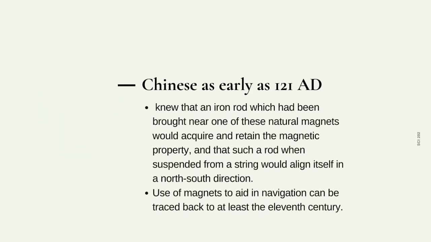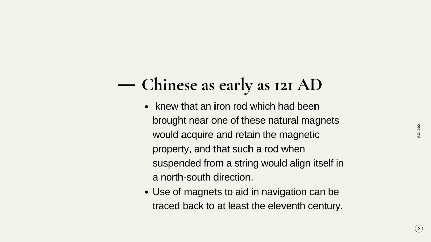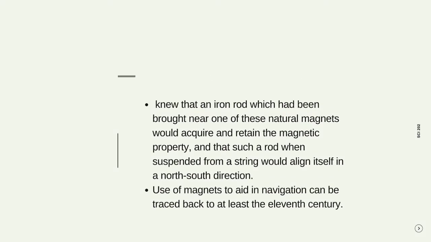The Chinese, as early as 121 AD, knew that an iron rod which had been brought near one of these natural magnets would acquire and retain the magnetic property, and that such a rod when suspended from a string would align itself in a north-south direction. The use of magnets to aid in navigation can be traced back to at least the 11th century.